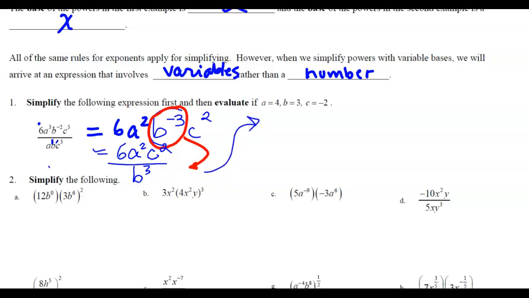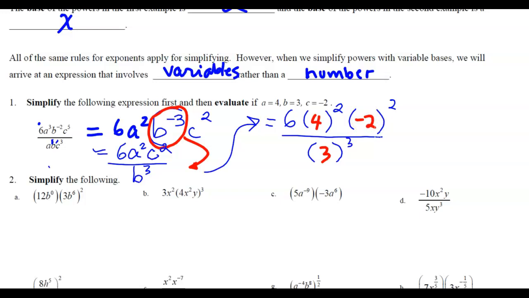That's simplified. Now we have to substitute the values in. So we'll have 6. I put brackets where there's an a, put the squared. Brackets where there's a c, put the squared. Brackets where there's a b, put the cubed. And then I actually substitute those values in. So a is 4, b is 3, and c is -2.